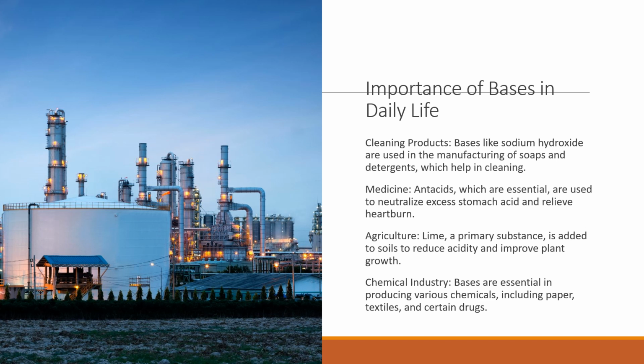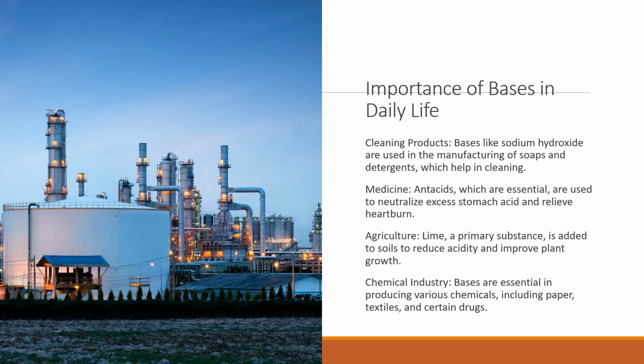When we come to the medicines, antacids, which are essential, are used to neutralize excess stomach acid and relieve heartburn. So antacids are medicines that are used to neutralize the excess acid that is produced in our stomach. So if you have observed the term acidity, generally people use Eno, etc. So Eno is an antacid which helps in neutralization of excess acid that is produced in our stomach.